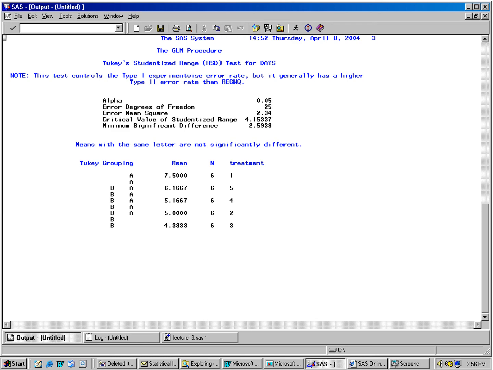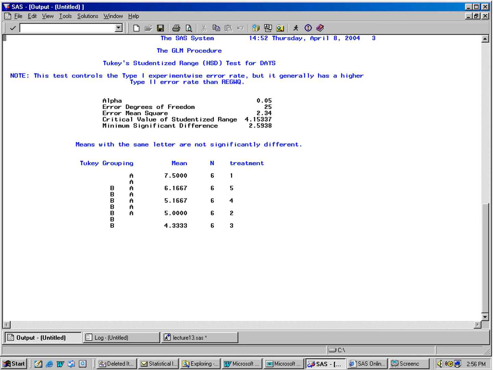And there are our means, right? So we see the mean for treatment 1, the placebo, is 7.5. The means are now ordered from highest to smallest. So the worst treatment was the placebo. The best treatment was treatment 3.